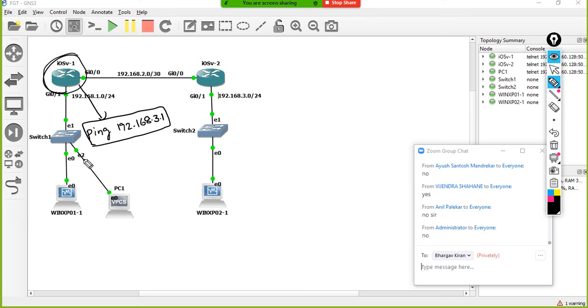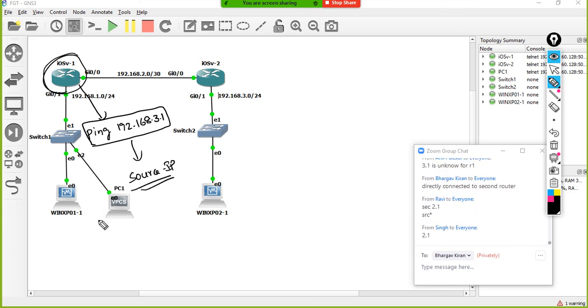Wow, a lot of mixed answers, guys. Here, who is the source IP? Some people are saying no, some people are saying yes. Everybody pay attention to this. Whenever you are trying to send information from your router, if you type ping, the source IP is your exit interface IP.